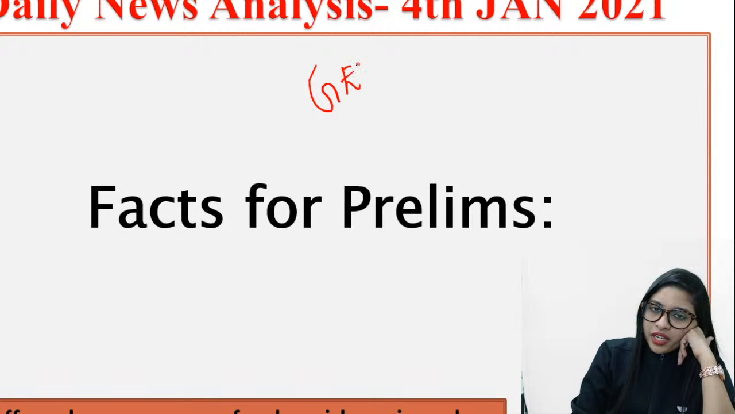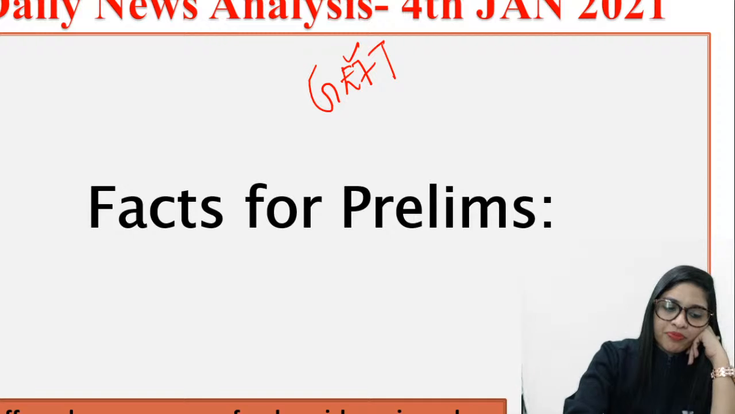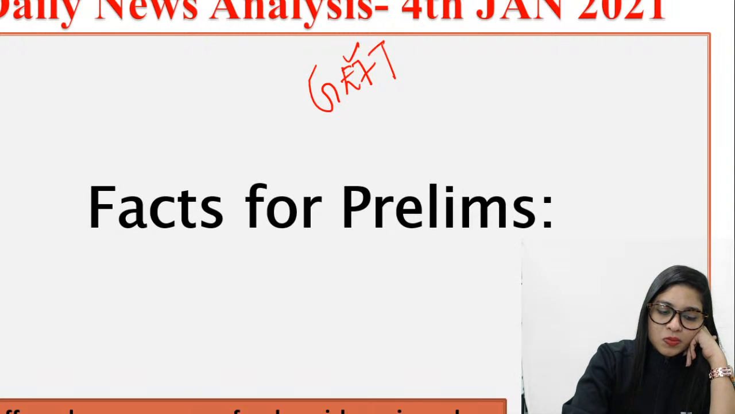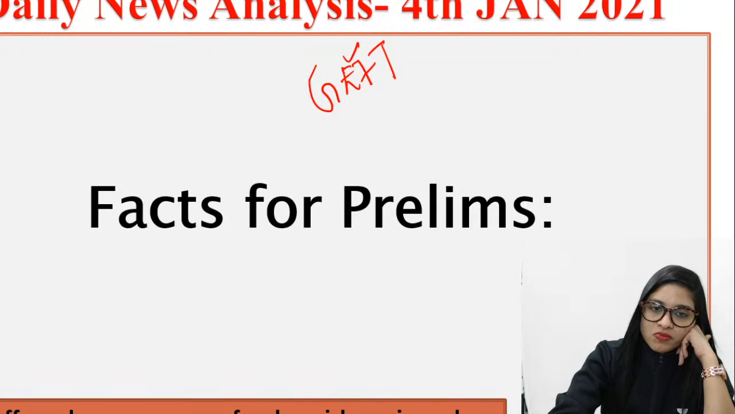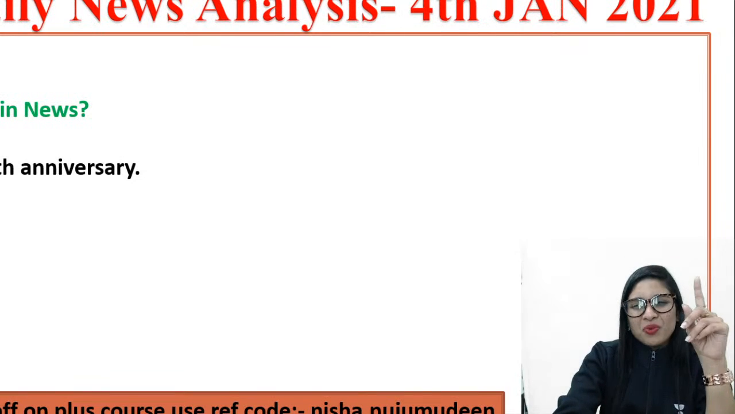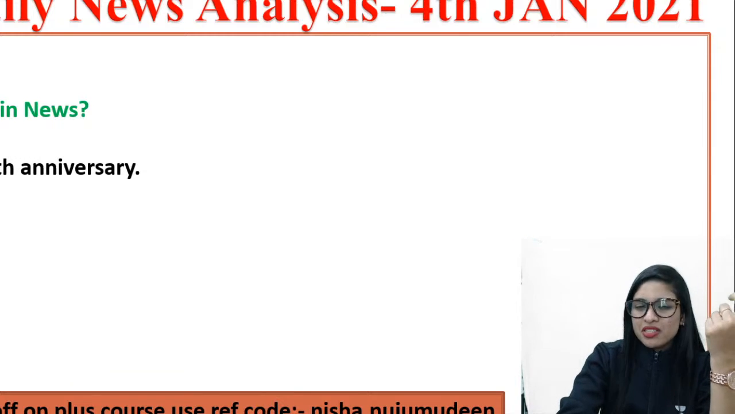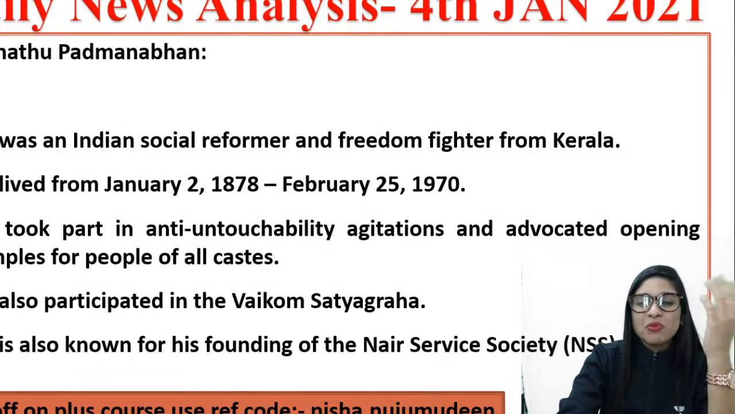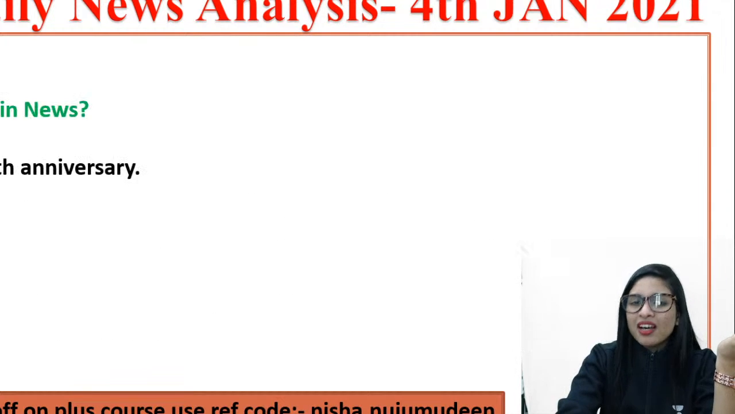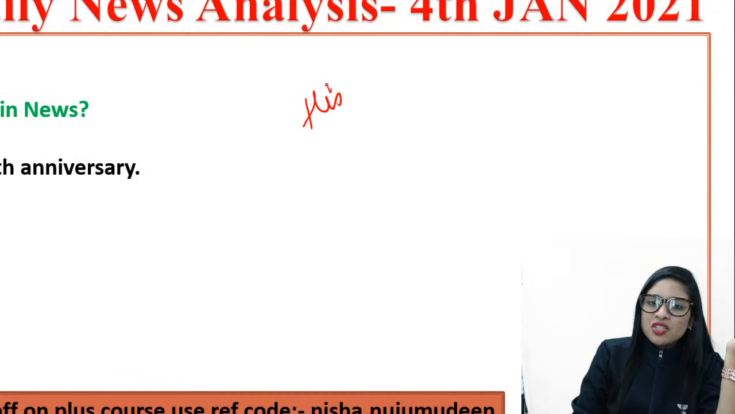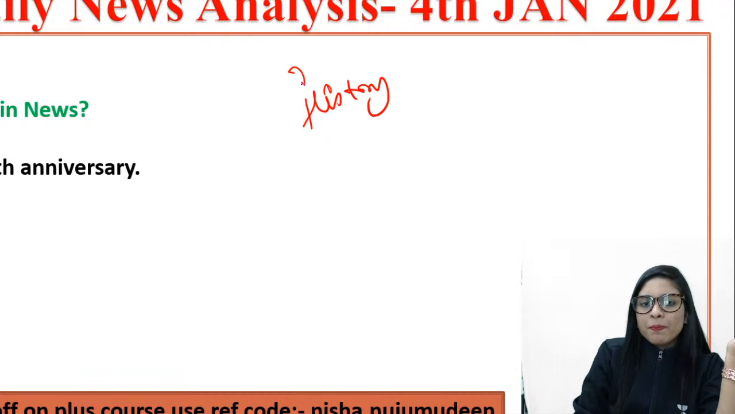After GE comes F for the day, facts of the day. All ready? Now this we finish in one slide. It's about the birth anniversary of whom, guys? Mannathu Padmanabhan. He was an Indian social reformer and freedom fighter from Kerala. This is from the history perspective, so today's facts of the day is from history.